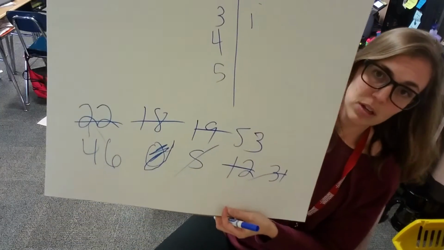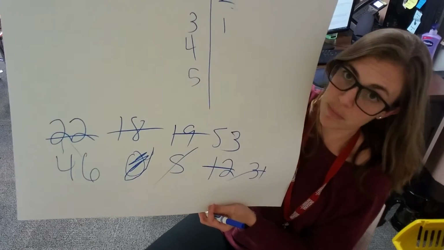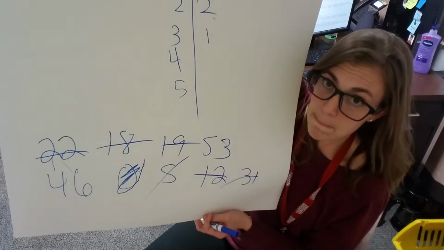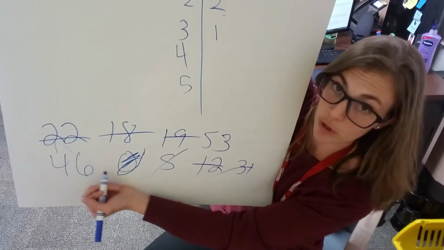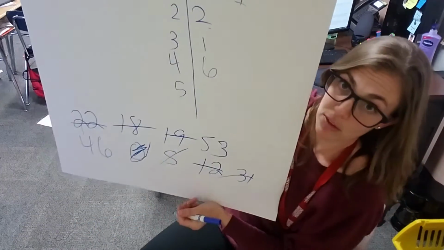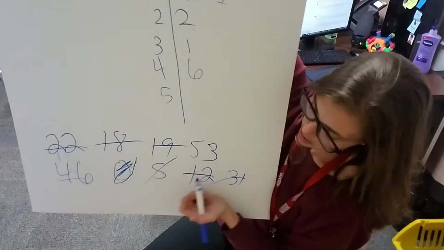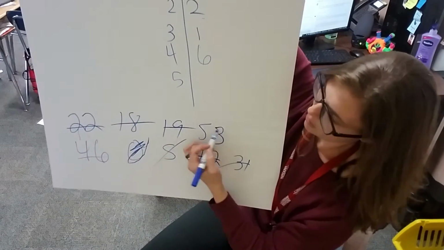Now I have 2 more left, 46 and 53. So behind the 4, what am I going to put? Yeah, not rocket science. It's a 6 because I have 46. So I put a 6 behind the 4. Yes, awesome. Cross it out. And then I have one last one, 53.